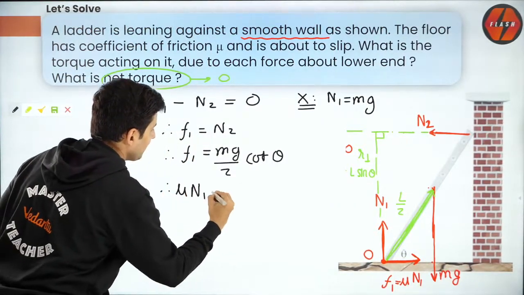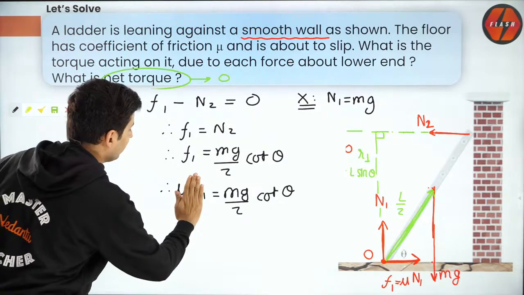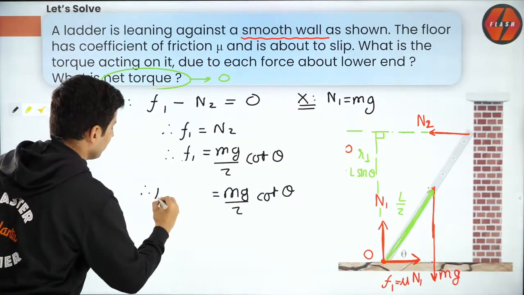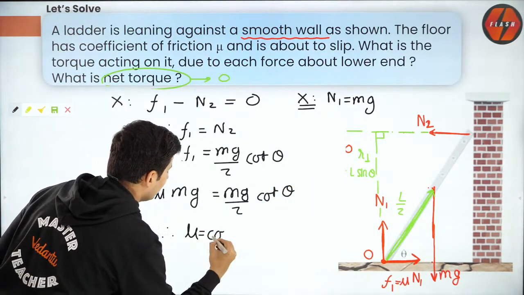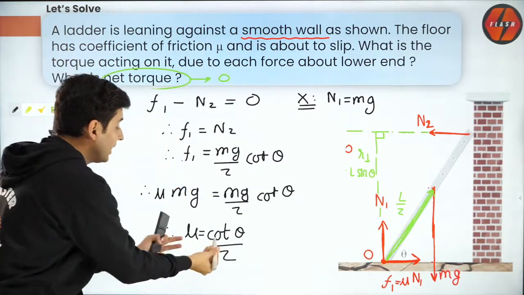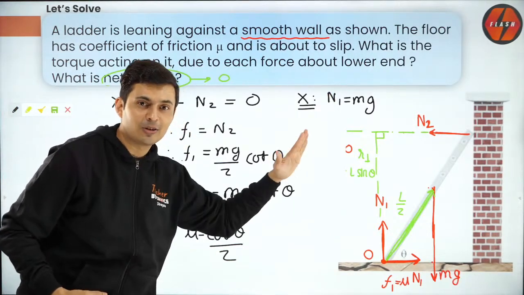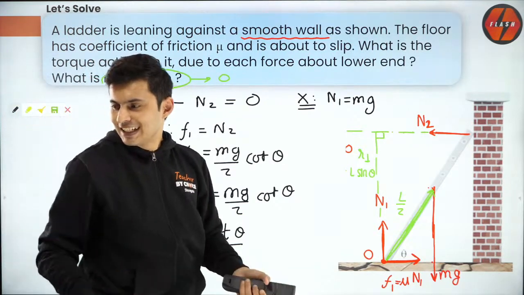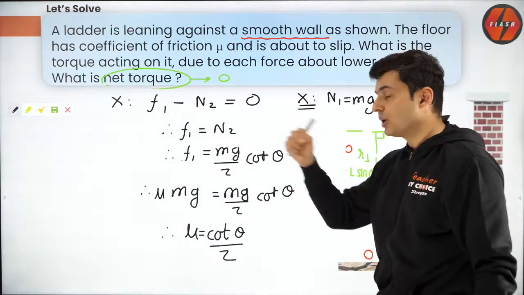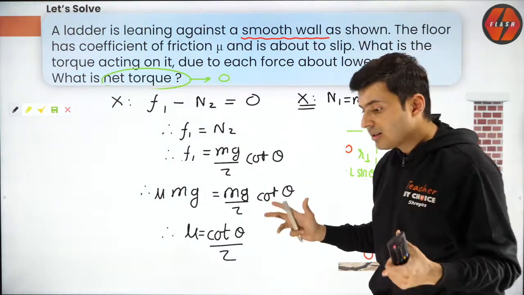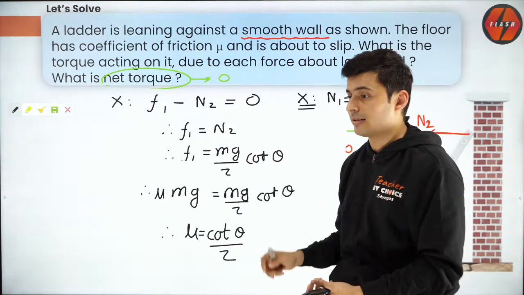F1 is mu N1 is mg by 2 cot theta. So substitute the value of normal one, which will give me mg over here. mg goes and mu will come out to be cot theta by 2. In fact, you can also find the coefficient of friction from this. And if mu is given, you can also find the angle at which it is on the verge of slipping. Look at that. So many type of questions can be solved using the concept of torque and coupled with Newton's laws. Remember, be open-minded, understand the problem, whether net force is 0, net torque is 0, what is happening, is it in equilibrium, is it rotating, etc., etc.